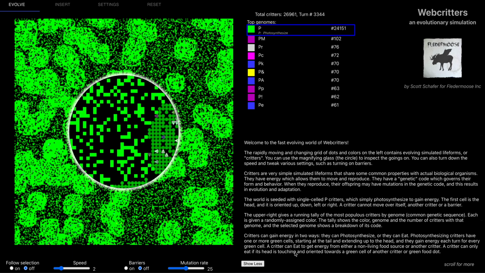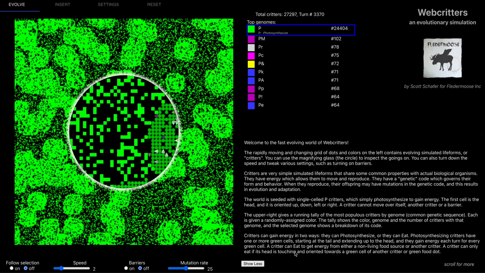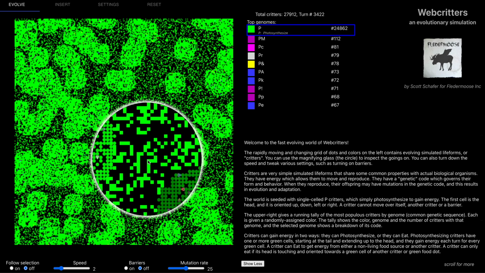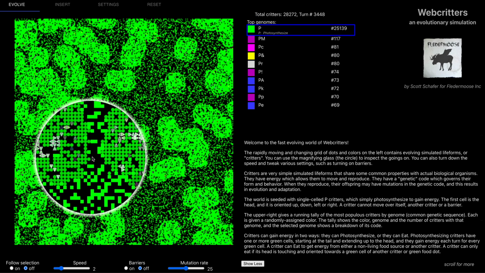A free evolutionary simulation on the web. Very simple evolutionary simulation, but hopefully that's one of its strengths.